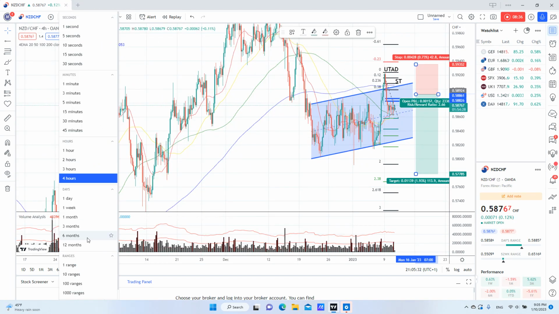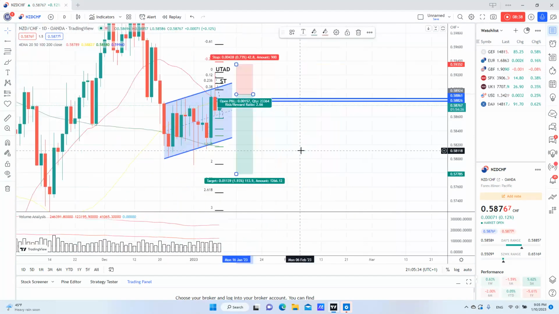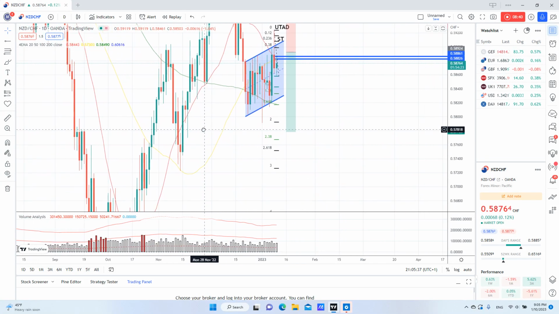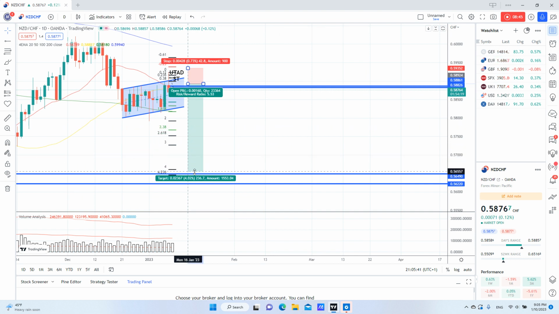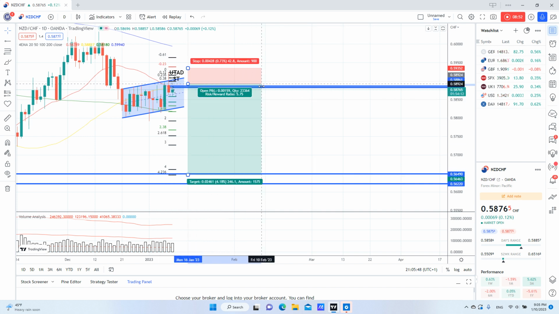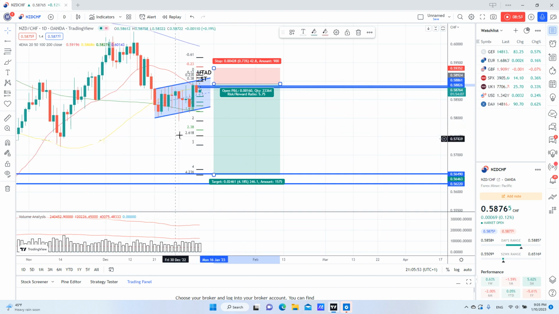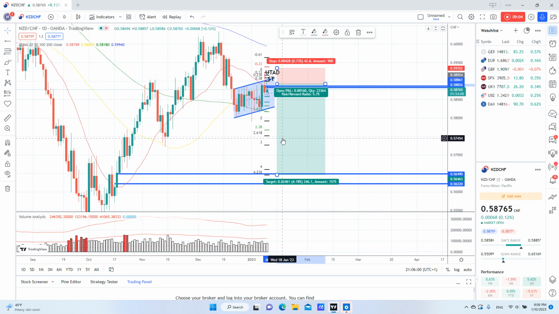I will go back to the daily to see our gap. Here is our gap. I will exit here in the upper limit of the gap. So this is how our position will look like, with 5.75 risk to reward.